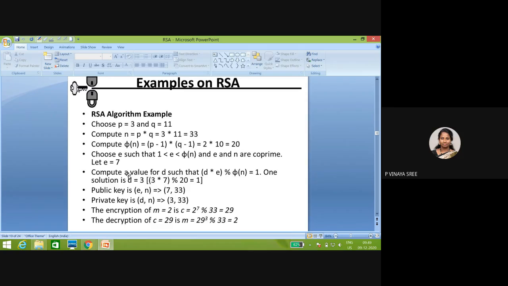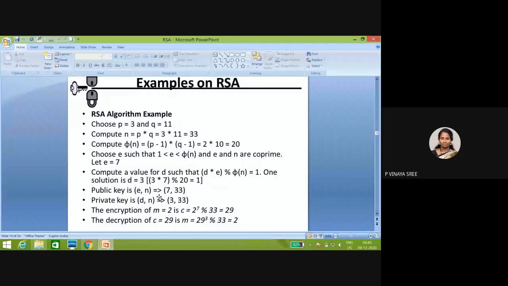So the e value is 7, and phi of n is 20, so if we had 21 here, then we would get the value as 1. So we selected d value as 3, so that 3 into 7 gives 21, mod 20, which is equal to 1. So Bob has calculated the d value also. All calculated: e value, d value, and n value.